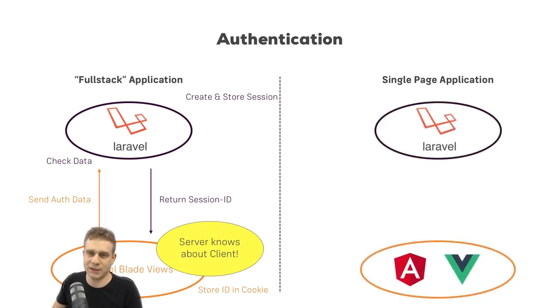Therefore, it looks different. Here, we also send our authentication data because we submitted a form, and we send this with an AJAX request using Angular 2's HTTP service or, for Vue.js, Axios, for example. And then, when this is sent, we check it on the server, but now no session is created. Instead, a token is created, a JSON web token typically.